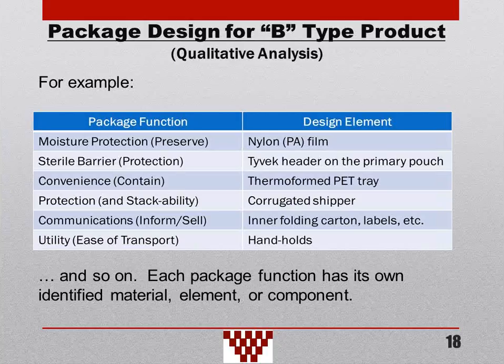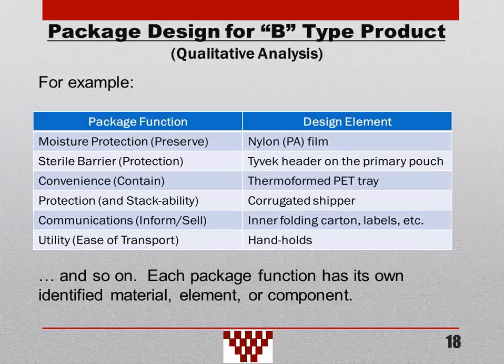If you have a sterility issue with the product, you might want to use a porous material. A Tyvek or spun bond polyolefin is a good choice because you can use a variety of different sterilization techniques such as ethylene oxide gas and a few others. The convenience function, well, you might put it in a thermoform tray of some sort. For the protection or stackability function, a corrugated shipper is typically used. Probably the most common packaging material ever.